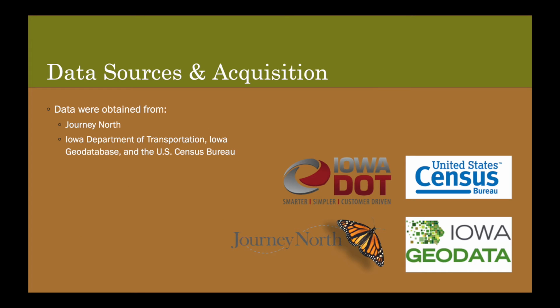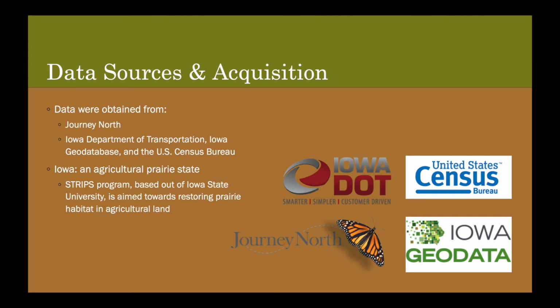Monarch observations were obtained from Journey North, a project that has been collecting data on monarchs and other pollinators since 1997. Shapefiles were obtained from the Iowa Geodatabase, the Iowa Department of Transportation, and the United States Census Bureau. Because of its status as primarily an agricultural state, Iowa has a surfeit of websites and organizations dedicated towards collecting geospatial data and information. Iowa in particular was chosen because it holds significance for pollinators.